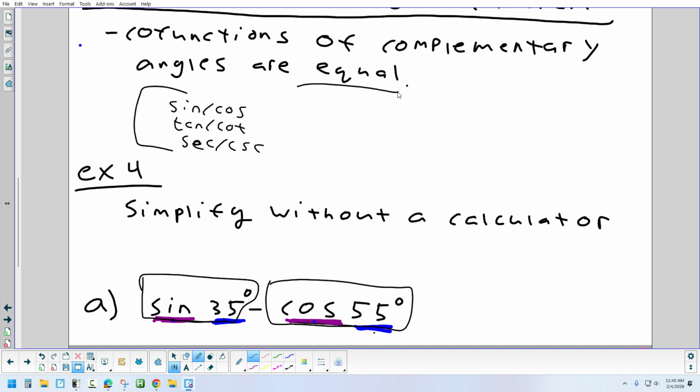So what would you get when you subtract sine 35 minus cosine 55? Yeah, 0. I don't know what either one of those boxes is, but I know they're the same thing. And when I subtract two things that are the same, I get 0.